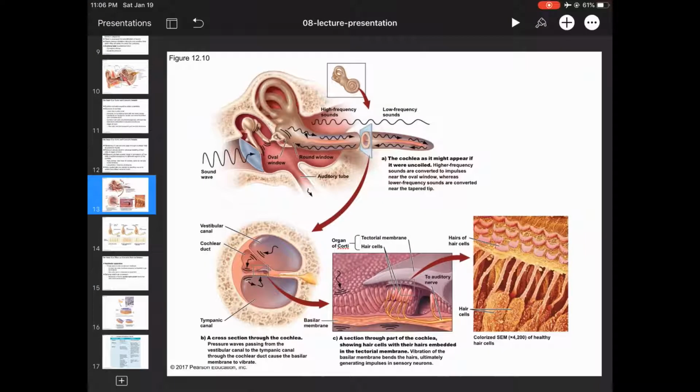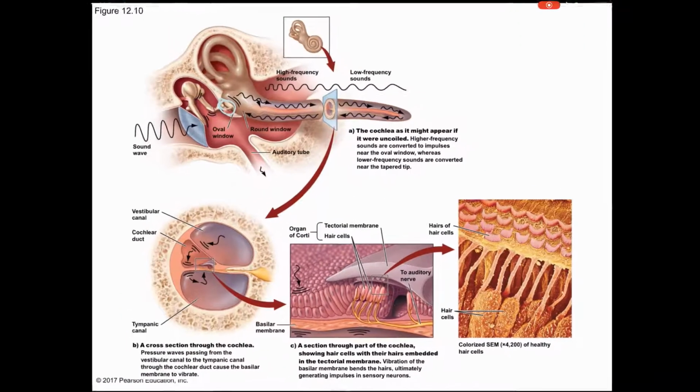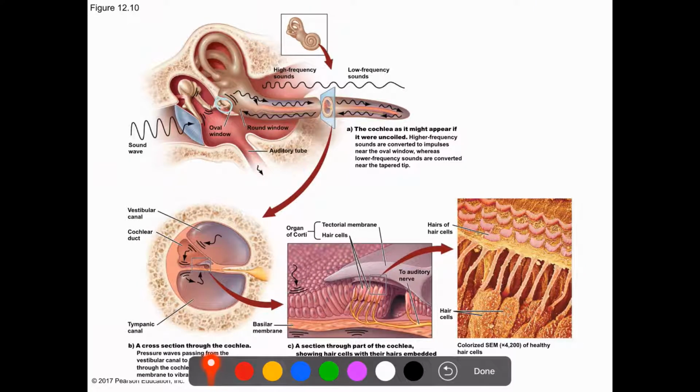Actually, I will go back to here. This will help you to see how the vibrations coming from the tympanic membrane through the ossicles will hit the oval window, and that would generate vibration within the cochlea. So the upper chamber, we will call the vestibular canal. The inner chamber we will call the cochlear duct. Here the organ of Corti is located, and the lower chamber we will call the tympanic canal.